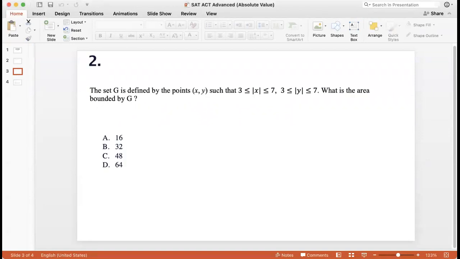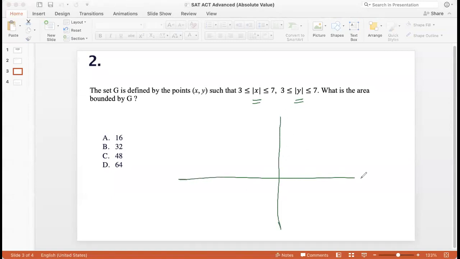Okay, the set G is defined by the points x, y such that 3 is less than or equal to the absolute value of x, which is less than or equal to 7, and 3 is less than or equal to the absolute value of y, which is less than or equal to 7. What is the area bounded by G?